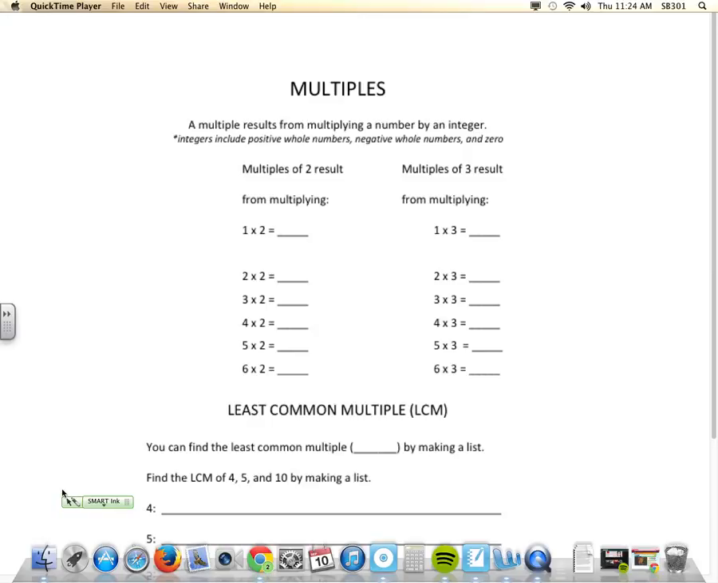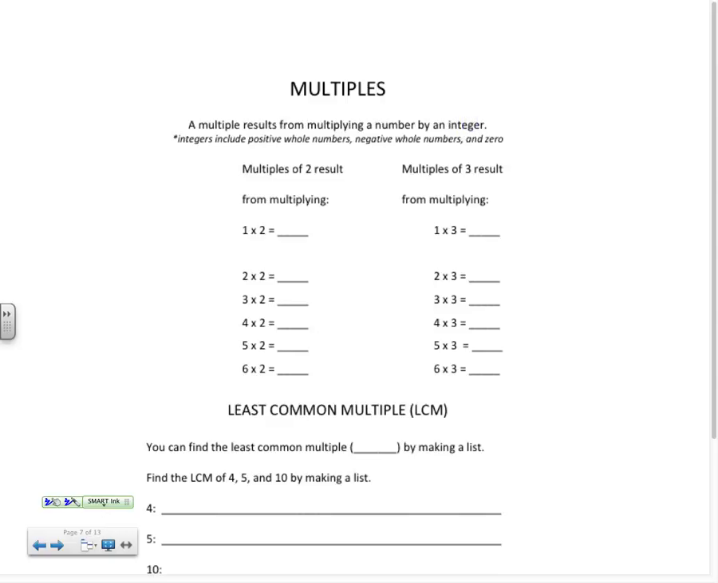The formal definition for a multiple is: a multiple results from multiplying a number by an integer. This is a new word for you, integer. And what it means is it includes positive whole numbers, negative whole numbers, and zero.